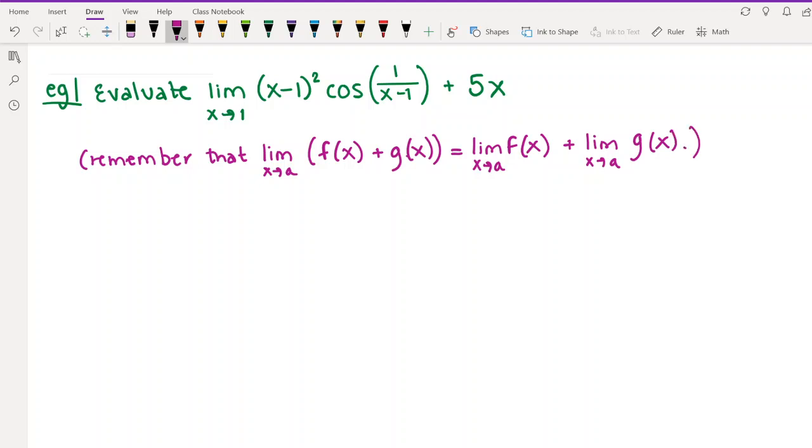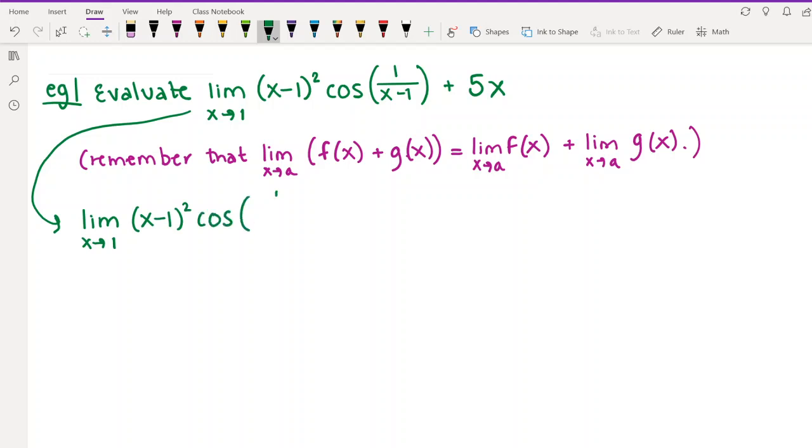And so that tells us that for this problem, instead of writing our limit as it is up here, we can rewrite it as the limit as x approaches 1 of x minus 1 squared times cosine of 1 over x minus 1, plus the limit as x approaches 1 of 5x. So we can take those two limits separately.